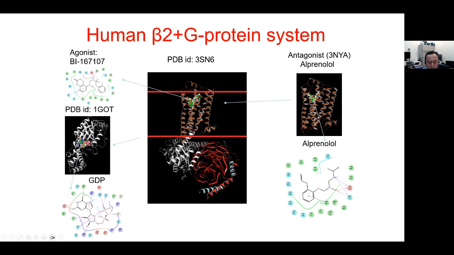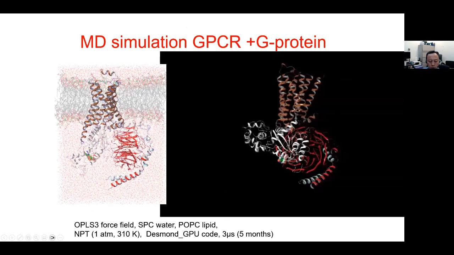So you can imagine we can align this structure here and transfer this GDP to here. And then we can put different kinds of ligand in here. So without the ligand, with agonist, with antagonist, and we want to see if the physical model can give us the proper response.